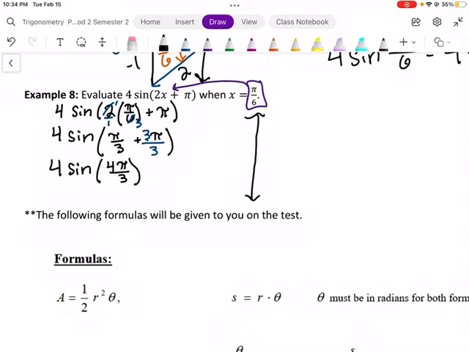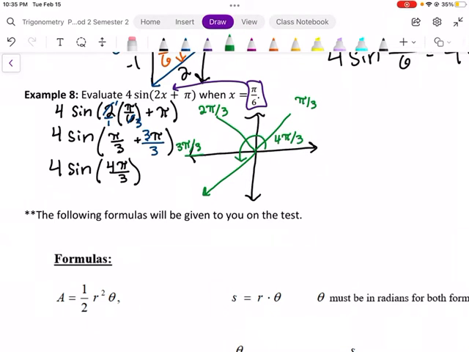Now that we know what the angle is, we can draw it and find our reference angle. So this would be pi over 3, 2 pi over 3, 3 pi over 3, because that would be 1 pi. So we need to just go one more, and that's where we'll get 4 pi over 3. Now to find our reference angle, we're just going to take 4 pi over 3 minus 3 pi over 3, and we'll get our reference angle to be pi over 3.